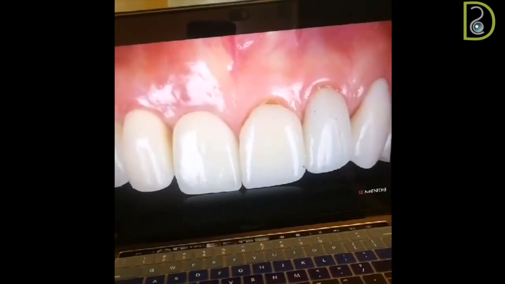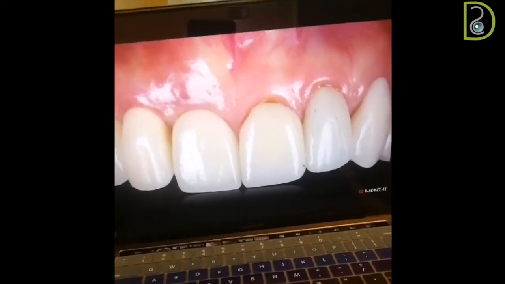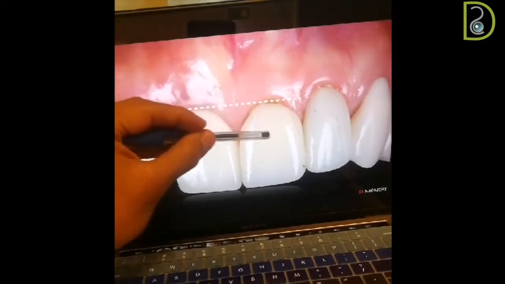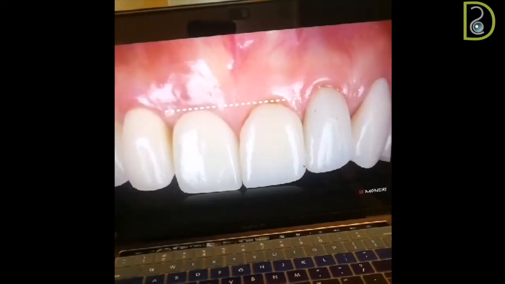So for this case, this is the 12 months follow-up after the final crown placement, and you can notice the papillae was preserved and the gingival margin is slightly more coronal compared to the contralateral tooth, or compared to the initial picture of that tooth. So this is the end of the first situation in the aesthetic zone.